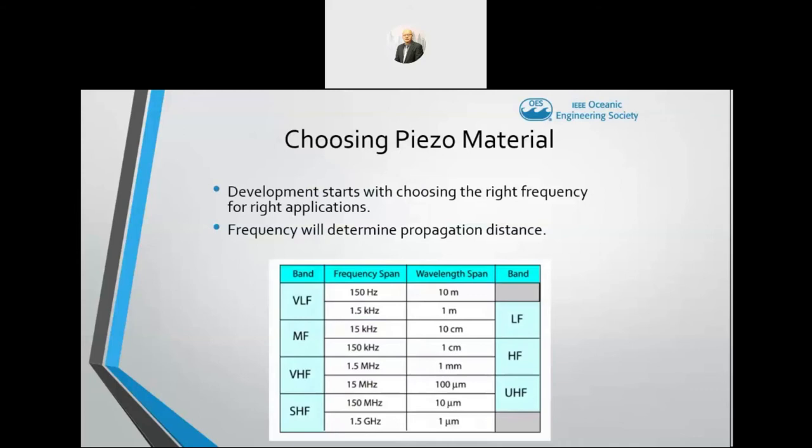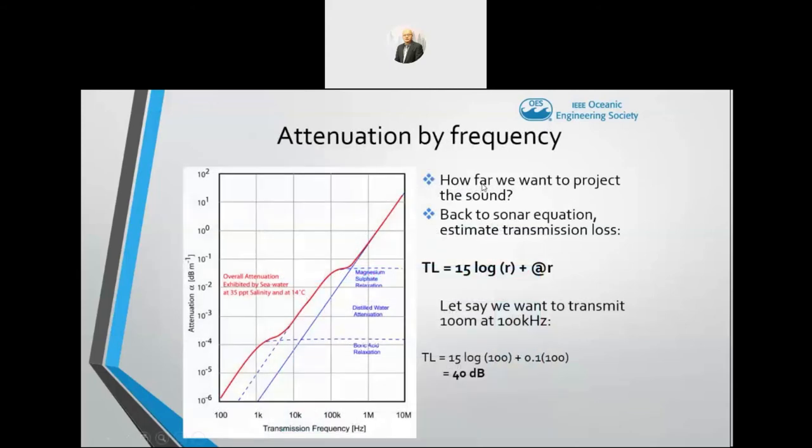Frequency will determine the propagation distance, whether it is a low frequency band, high frequency band, or ultra high frequency band. You must have a specific application before starting the development process of your transducers. And again, attenuation: the higher the frequency, the higher the attenuation.